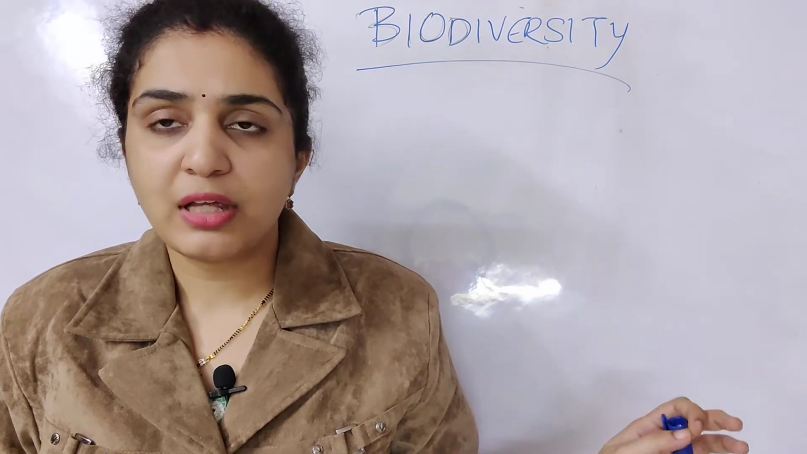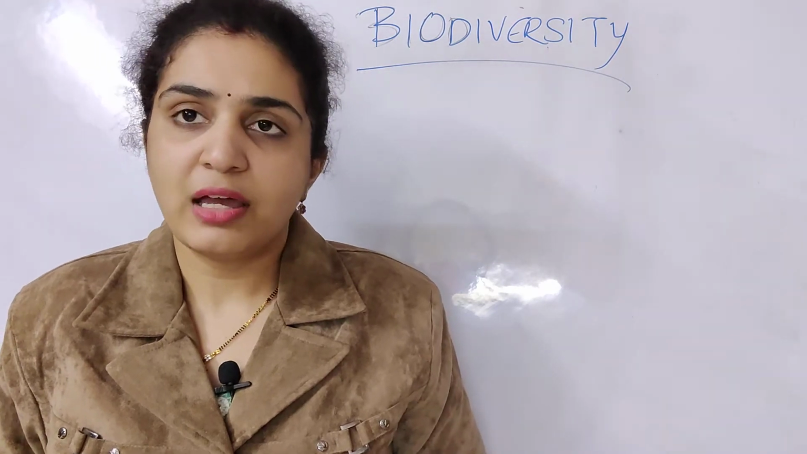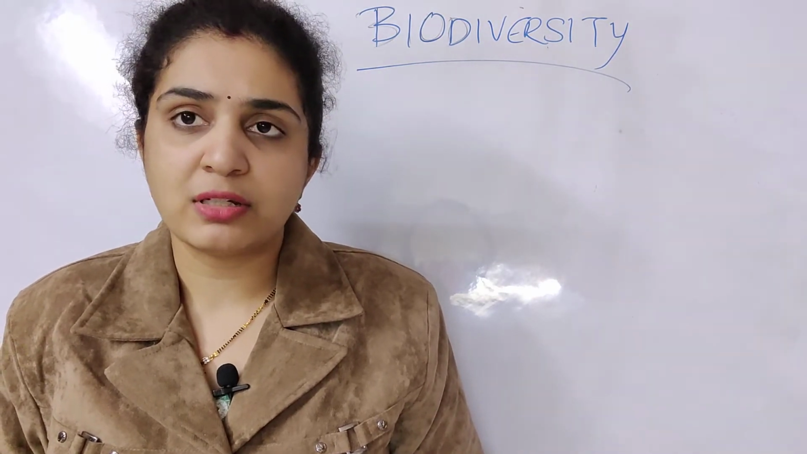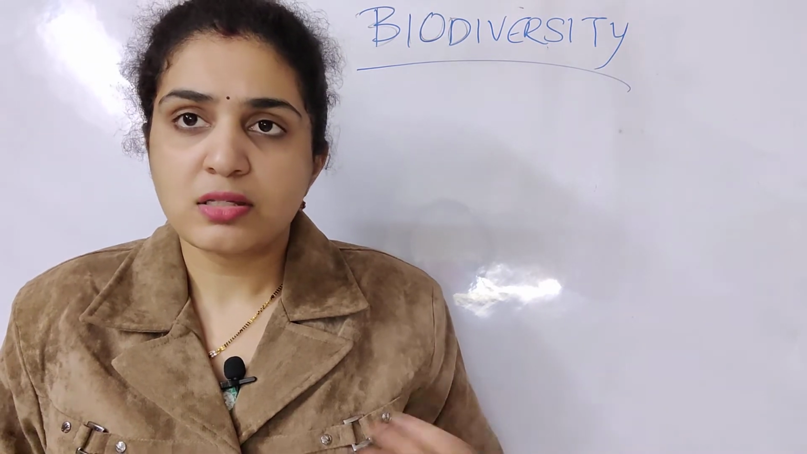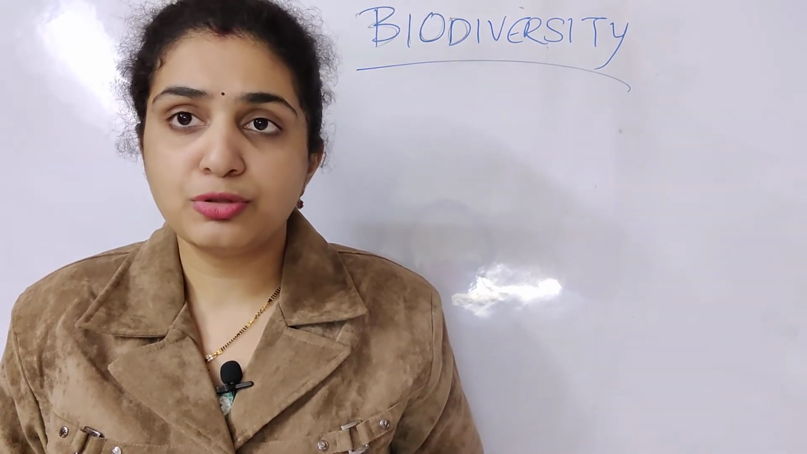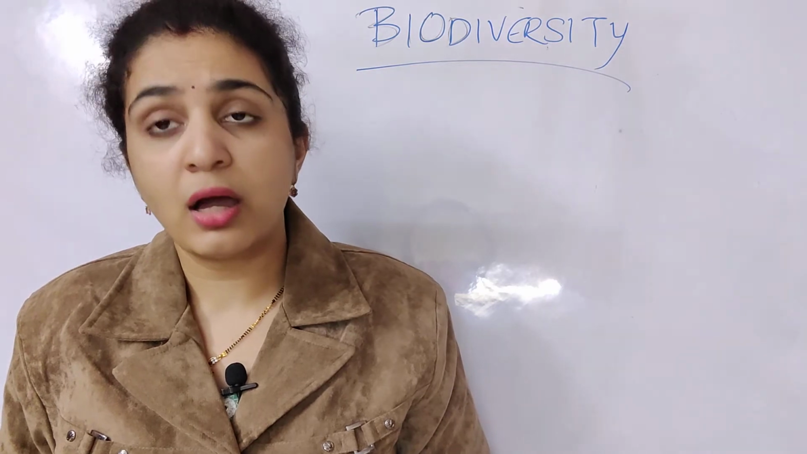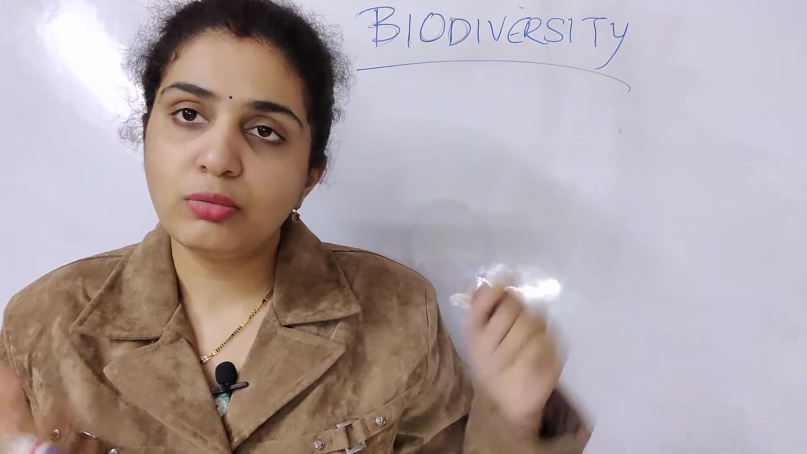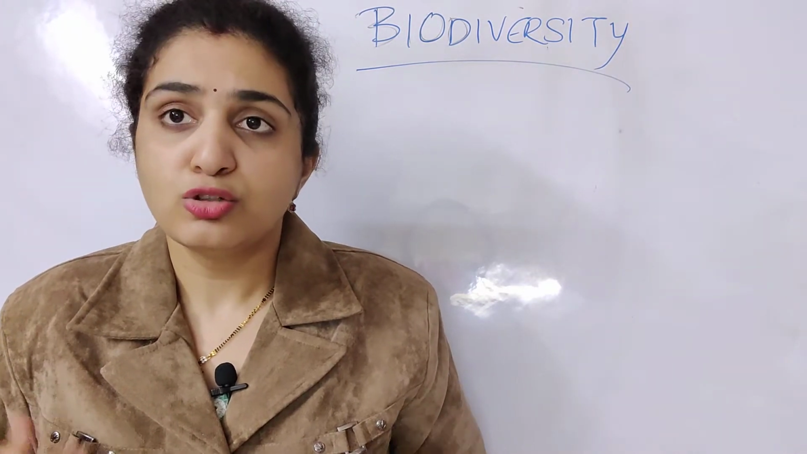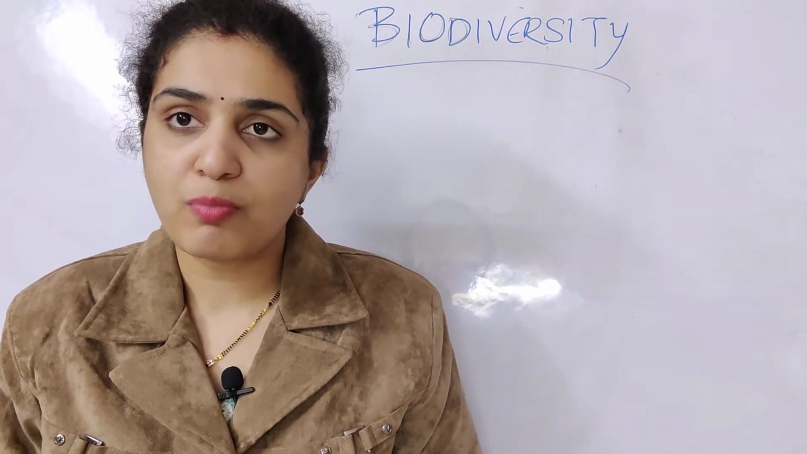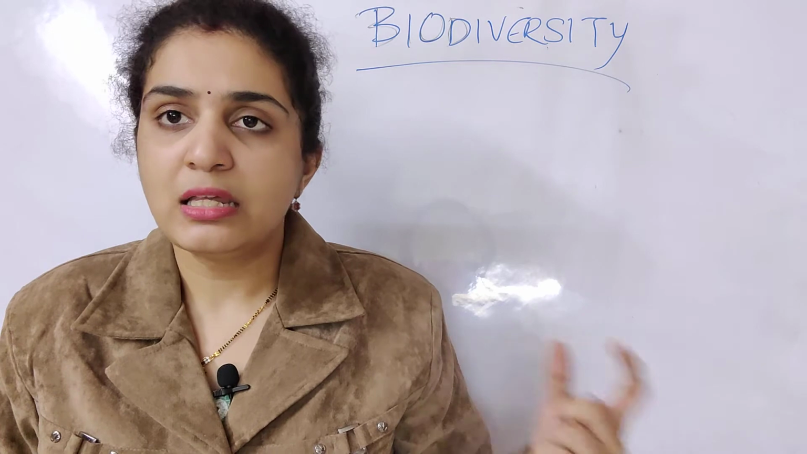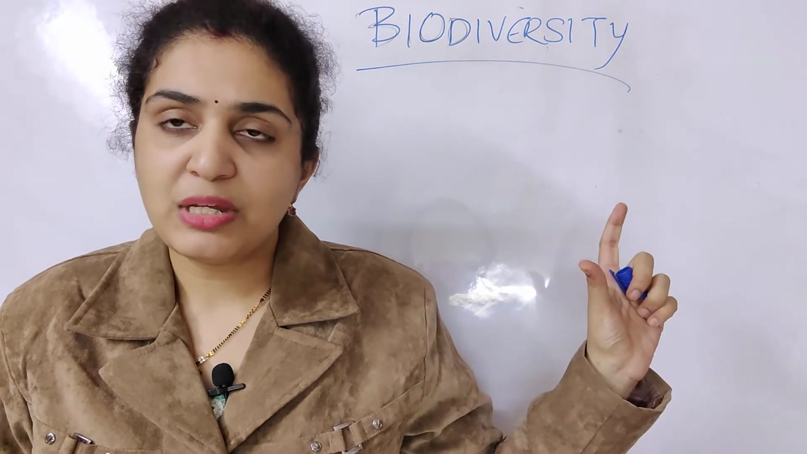In the last class we have seen the loss of biodiversity. So many important points we have learned. Suppose the Nile perch introduced into Lake Victoria led to species extinction. So what is the loss of biodiversity there? It is called alien species invasion.